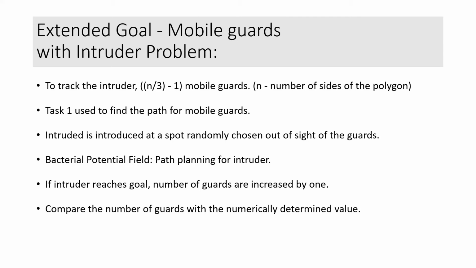Next, Rutvik has spoken about static guards, which move in a path, hence making a mobile guard. So next, as the Watchman begins to traverse and monitor the vertices and the edges of the polygon, we introduce an intruder at a blind spot where the guard cannot see or monitor at the particular moment, randomly chosen.